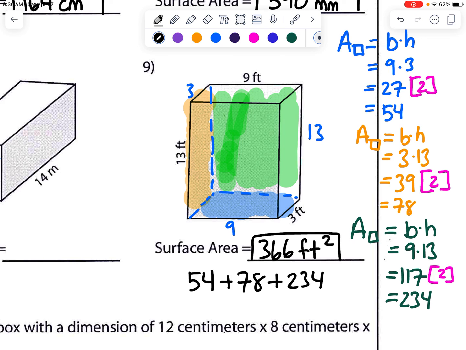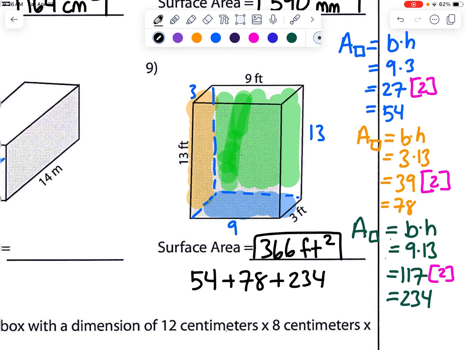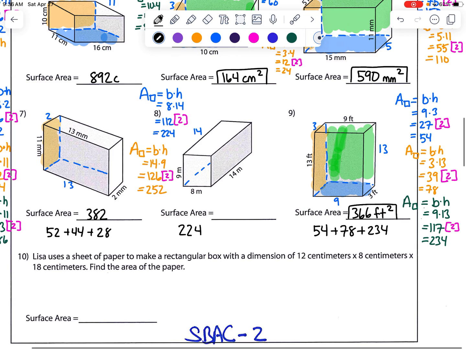And that is it, ladies and gentlemen. I hope I have helped you with surface area of rectangular prisms. And I challenge you to do 10 on your own, okay? I didn't assign it, but if you want to do it, go for it, all right?